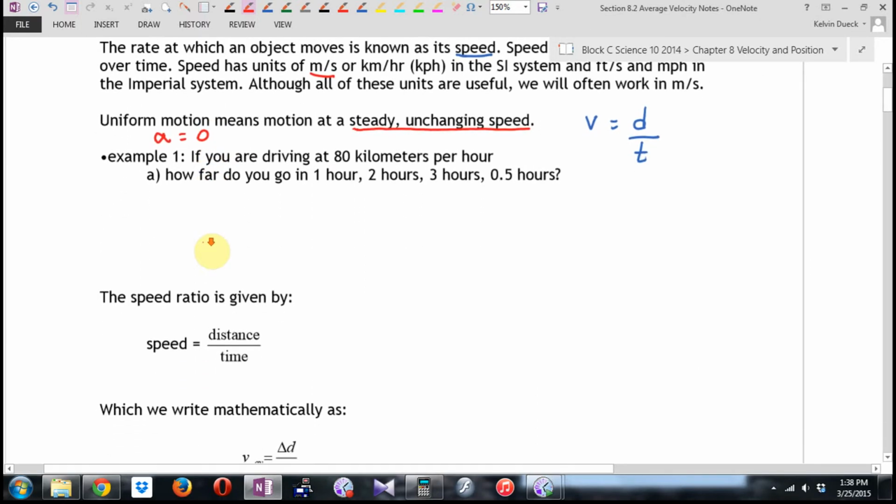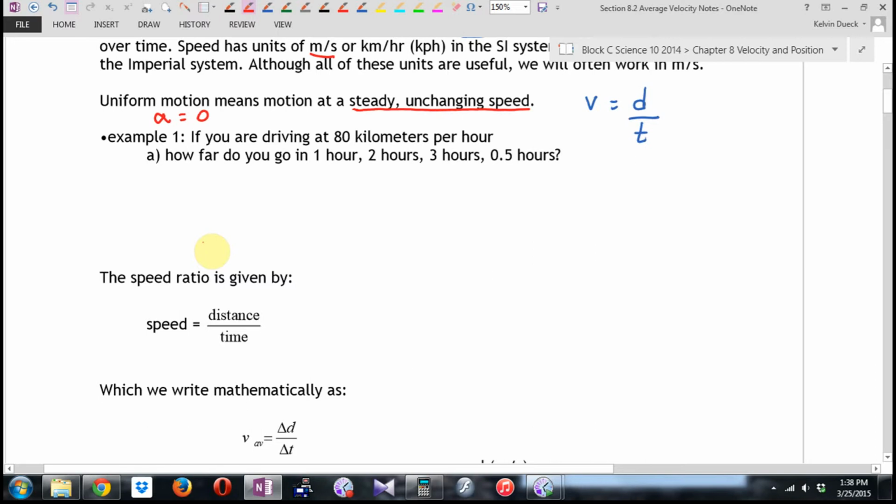Example. Suppose you're driving at 80 kilometers per hour. This first part is probably obvious. How far do you go in 1 hour if you're traveling 80 kilometers per hour? Write an 80 right underneath the 1 hour. How far do you go in 2 hours? 160.